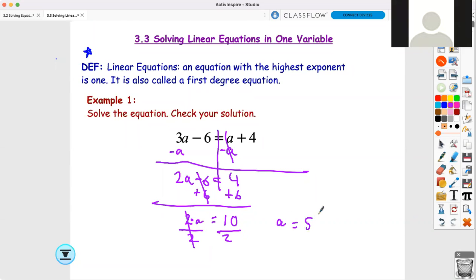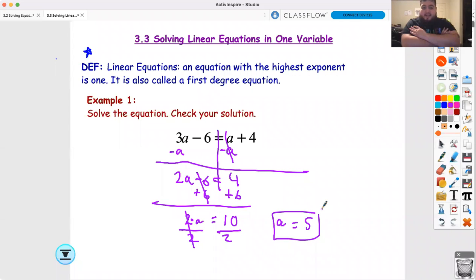5. Is that what you got? I got the same answer. Excellent. So what does that tell us? That tells us that we can solve an equation differently, but still get the correct or the same answer. So is there only one way to solve? No, there's multiple ways.